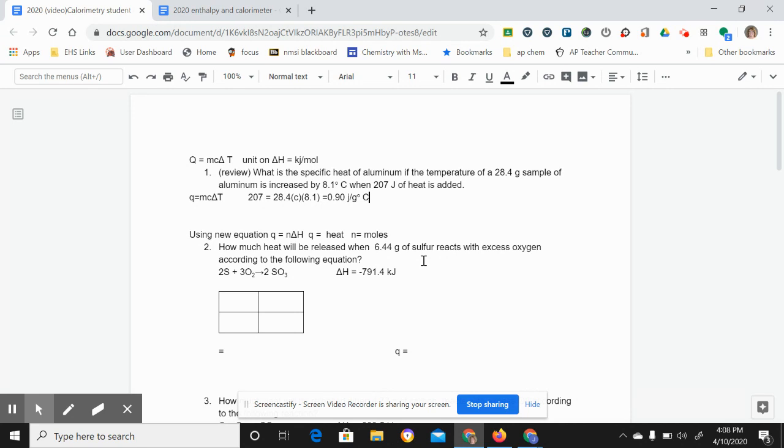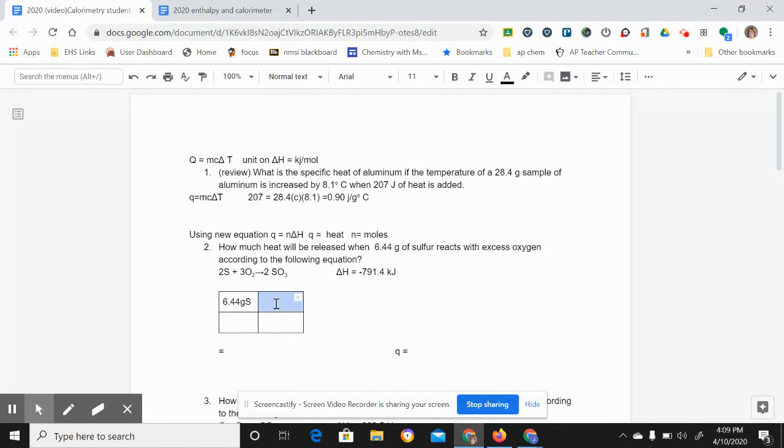So if we look at number 2, it says how much heat will be released when 6.44 grams of sulfur reacts with excess oxygen according to the following equation. So we're given an equation, we're given our delta H. So we know our delta H, so we don't need that, but we need moles. But we're given grams of sulfur, right? So we're going to have to do railroad tracks on here. So we're going to do it this way. 6.44 grams of sulfur.